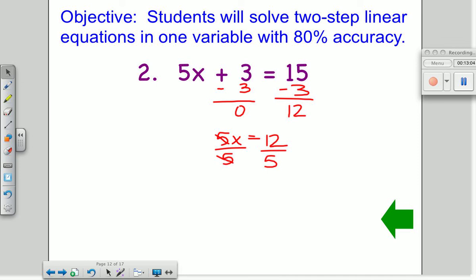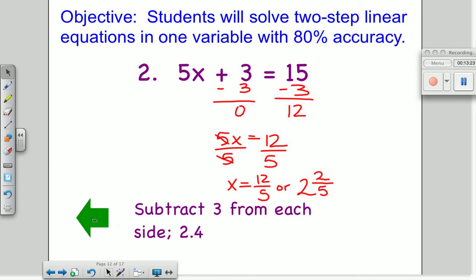So I have x by itself now. And 12 divided by 5, you could leave that 12 over 5, or you can change it to a mixed number. 5 goes into 12 2 times. I have a remainder of 2, and the denominator remains the same, 5. Either one of those are fine.